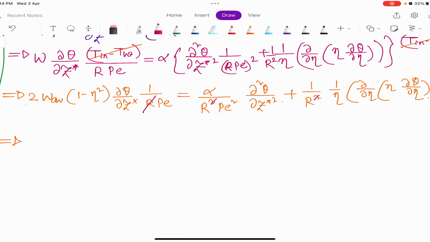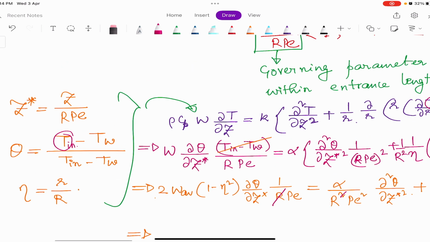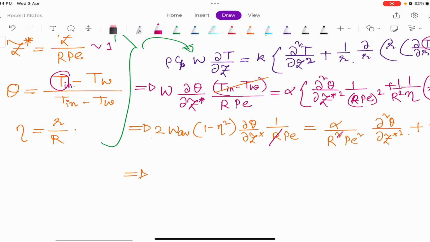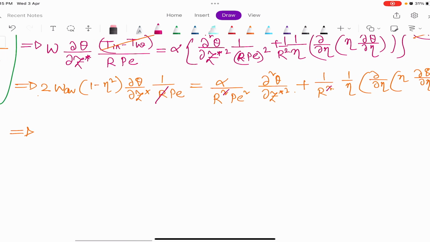okay. So then you see that all these are non-dimensionalized in such a way that the order of magnitude of theta is here 1, because the maximum value of T is 1, that is T in, right, maximum value of T is T in, okay. And so this is 1, and this Z, I have already told you that within the entrance length, this is the order of magnitude of Z. I have proved this, and so this will also be the order of 1, right. And here this is obviously the order of 1 eta, so everything here is the order of 1.